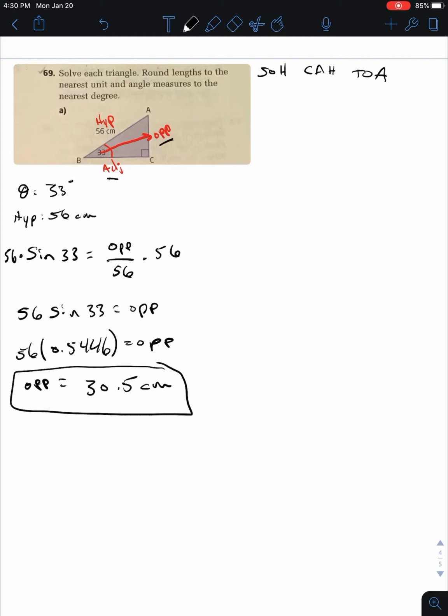Make sense? Yeah. Okay, good. So then the next thing to do would be, okay, I want to figure out what adjacent is. And we can just use Pythagorean theorem.